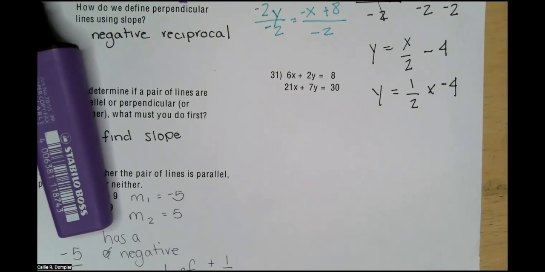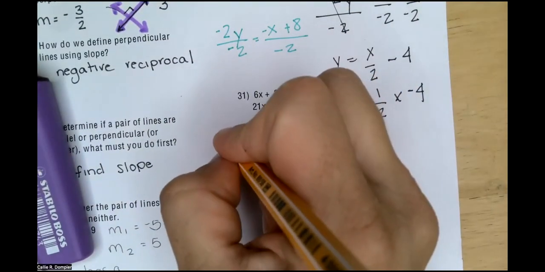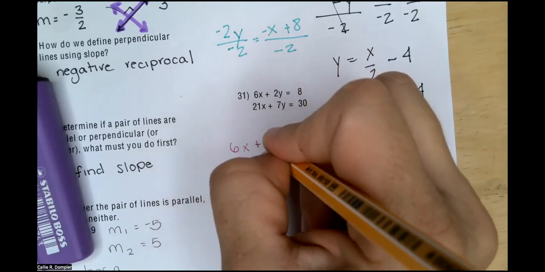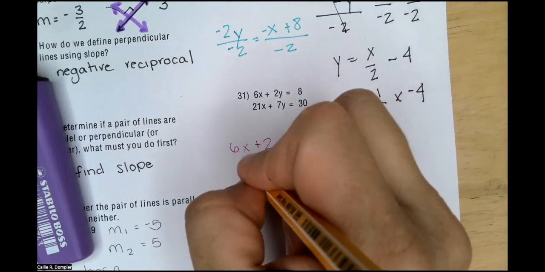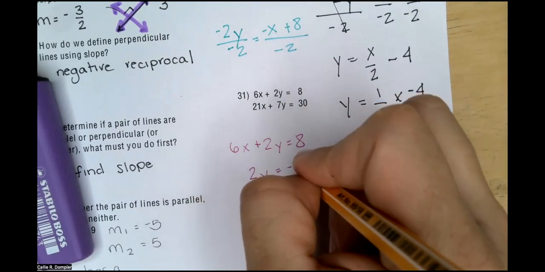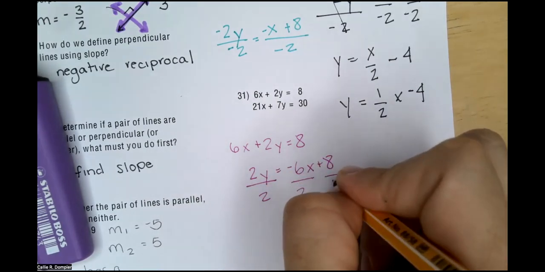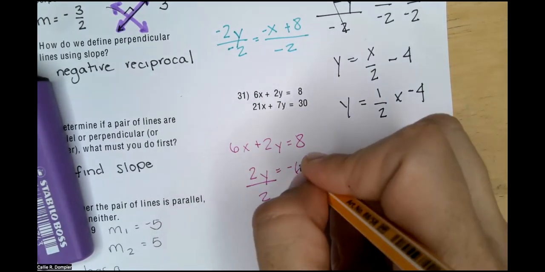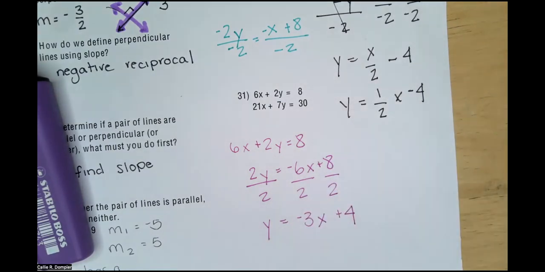Okay. Here is our last one. We want to solve each of them for y. 6x plus 2y equals 8. Subtract 6x, and I get 2y equals -6x plus 8. Divide by 2. y equals -6 divided by 2 is -3, and 8 divided by 2 is 4.